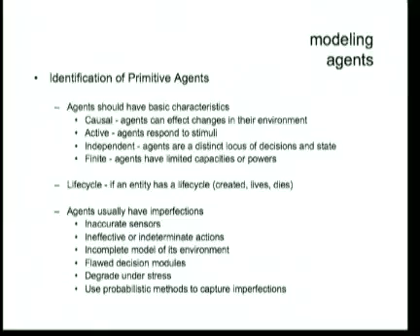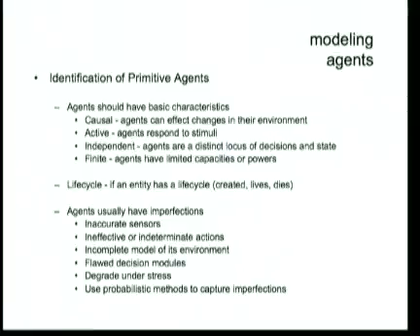Now remember, agents should have some basic characteristics. First of all, they should have some causal influence on the environment, including other agents. They should be active in some sense, that they will respond to stimuli produced by other agents or objects in the environment. They have to be in some sense independent actors, again a distinct locus of decisions and state. And moreover, they should have some constraints on their capacities or powers. This one is often overlooked.